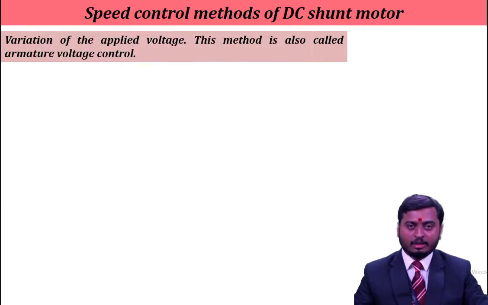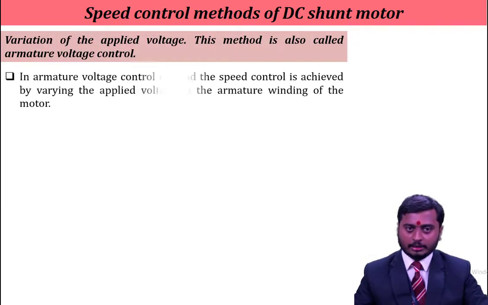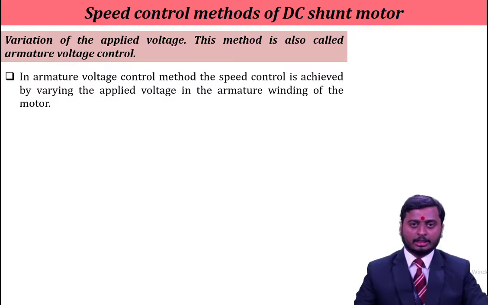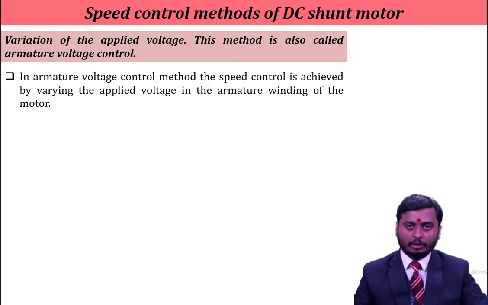Now let's discuss variation of applied voltage. This method is also called the armature voltage control method. Now here, already we discussed the relationship between speed, voltage, armature resistance and the flux phi. N is directly proportional to V minus IA RA upon phi. So if we try to control the value of voltage V, then we can control speed N.